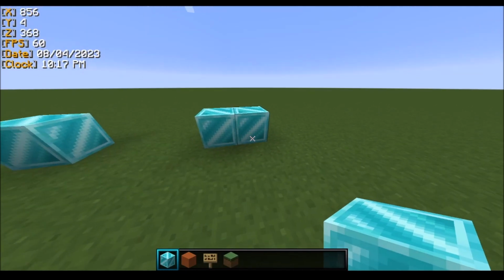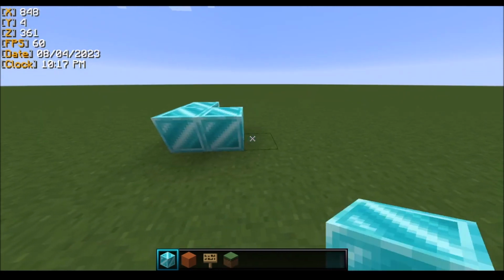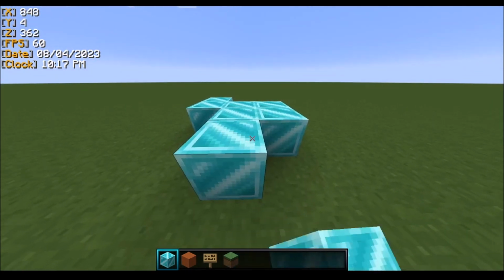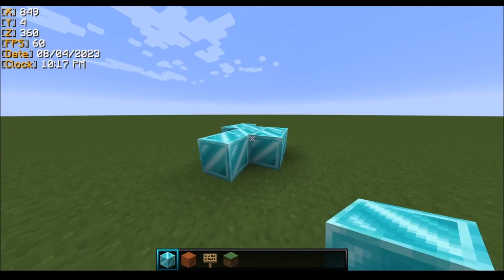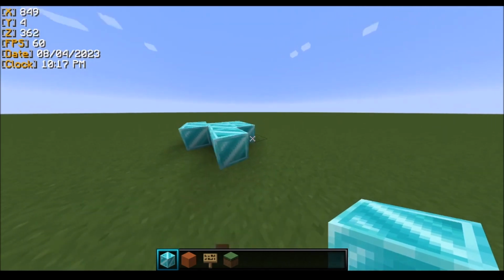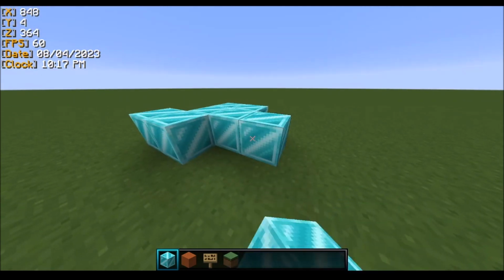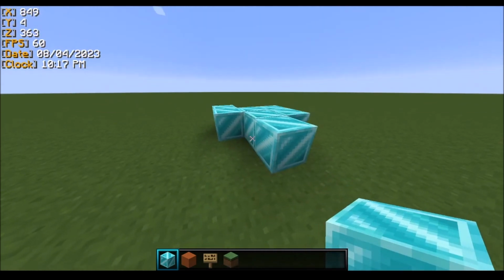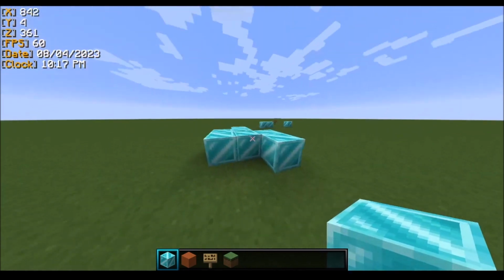Right? And we could have any amount of blocks touching each other. And in this video, we're going to deal with blocks that are all touching each other, but these blocks are only going to go 1 block high. A set of blocks that are all touching each other face to face and go 1 block high is what we call a polyomino.